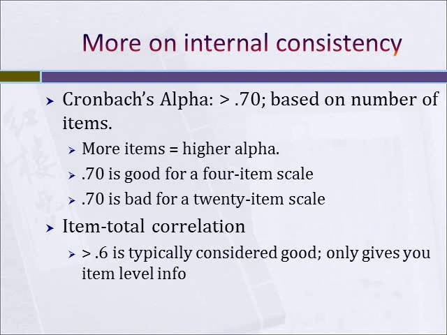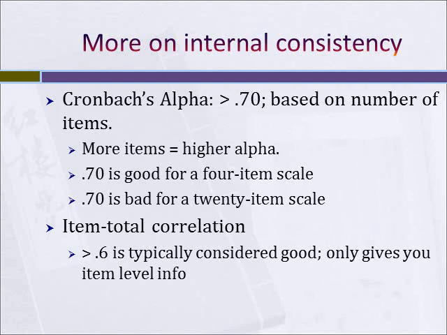Now, I want to talk a little bit more about Cronbach's alpha and item total correlation. For Cronbach's alpha, there's a heuristic that it should be around or greater than 0.70. Okay? That's sort of the heuristic that most people adhere to. Now, this is, again, really based on the number of items that you have. If you have more items, you're almost going to automatically have a higher alpha. So alpha has to be interpreted in terms of how long that scale is.